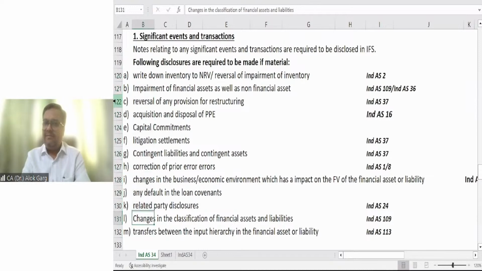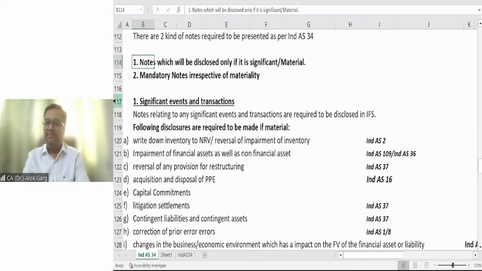Is that clear, guys? You understand the significant events in transaction, material events in transaction, right?